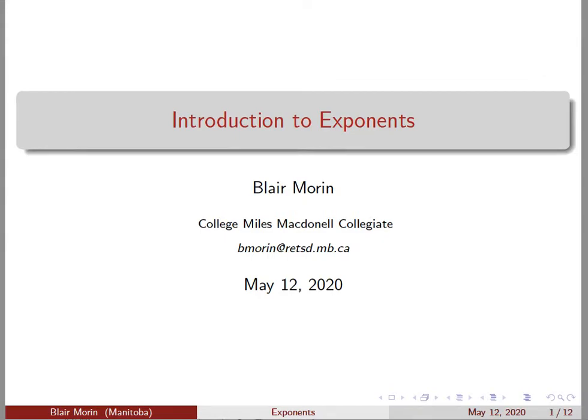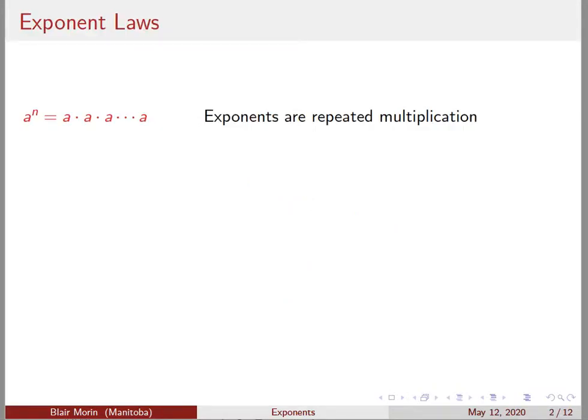This is a reintroduction to exponents. It hopefully will not take too much of your time, but it will jog your brain of some very important ideas. First off, exponents really are just a repeated multiplication. So a to the power of n is simply a series of a's being multiplied together. How many a's? n of them. So we have n factors of a being multiplied together.